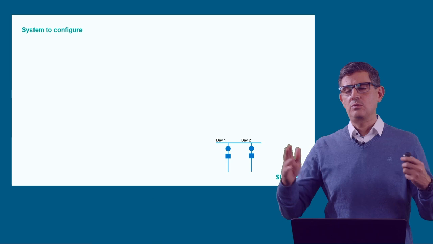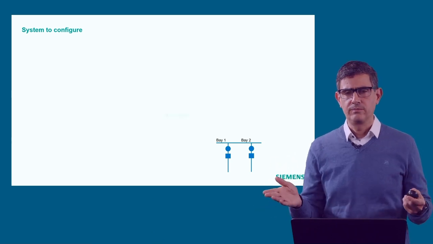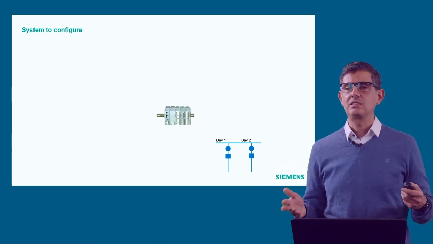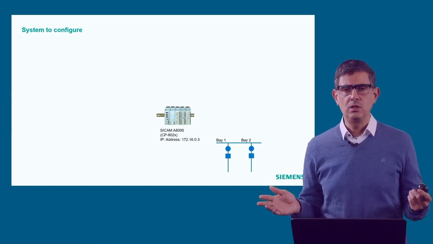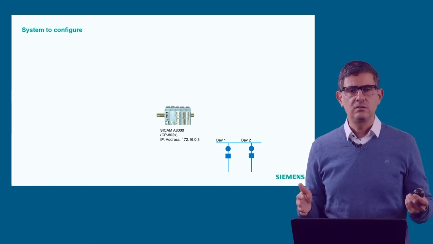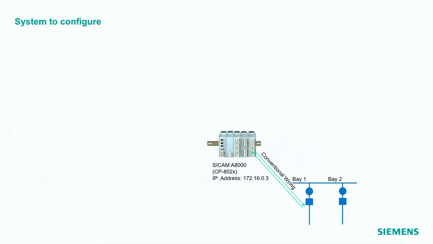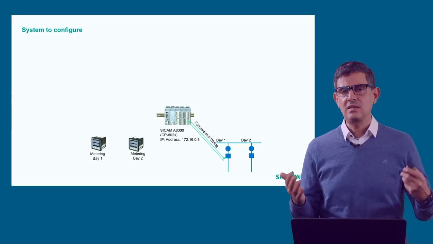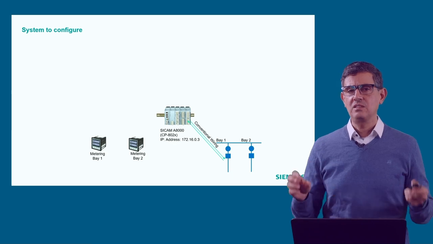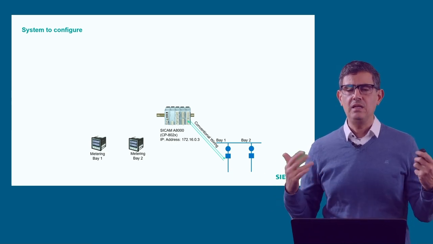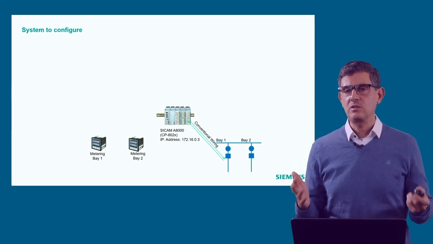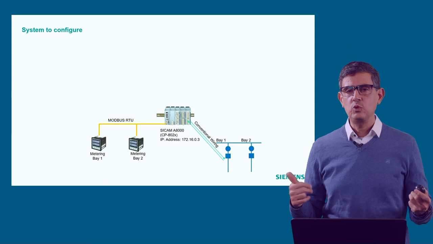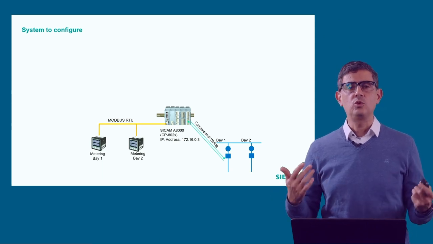Let's assume we have a small substation with two bays, as you are seeing on the screen. We will have one small RTU, a SICAM A8000, for example, a CP8022, with an IP address, and then some of the signals of one bay will come to our system through conventional wiring. Let's assume that we have also some metering devices, maybe some SICAM P55 devices, which will gather the measurements of the bays and will send them to the RTU via Modbus RTU communication protocol.